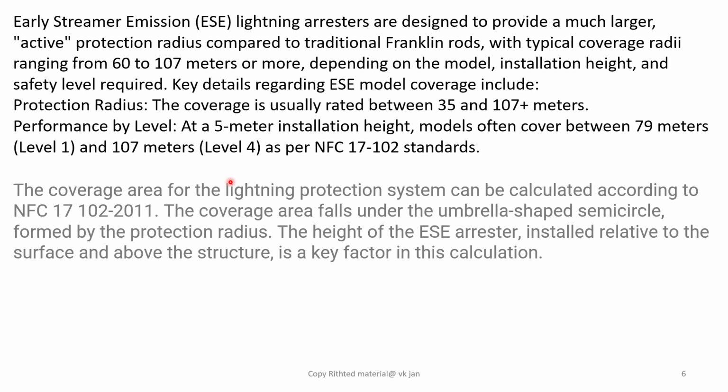The coverage area for the lightning protection system can be calculated according to NFC 17102 of 2011 year. The coverage area falls under the umbrella-shaped semicircle formed by the protection radius. The height of the ESE arrestor installed relative to surface and above the structure is a key factor in this calculation.